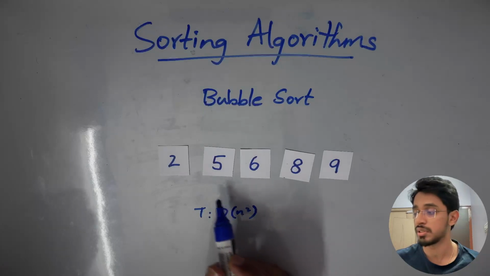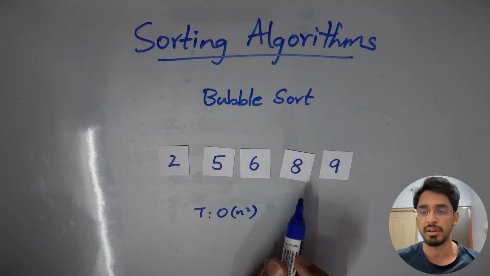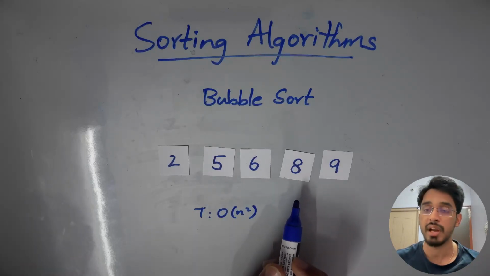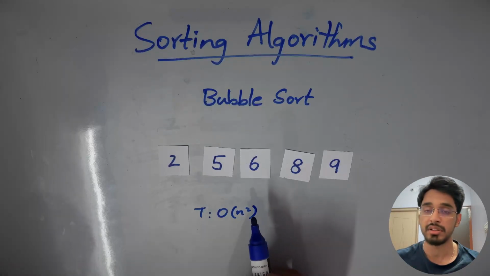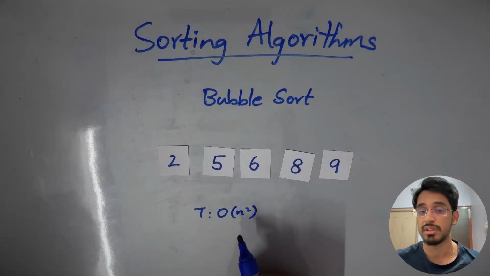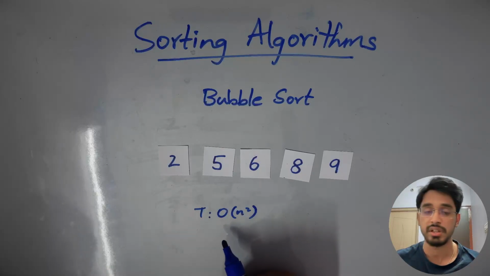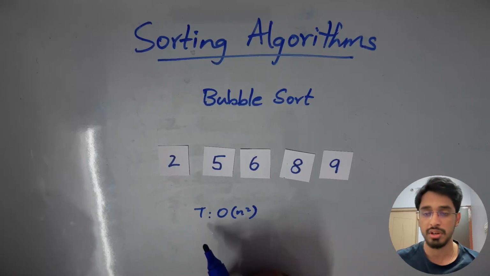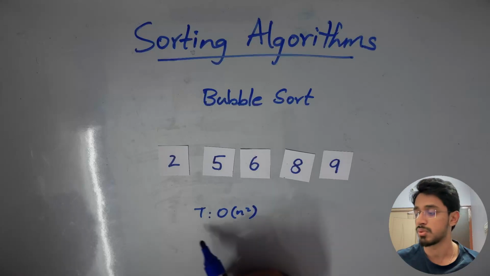Okay, so this is just 5 numbers, so it doesn't matter in terms of performance, but when we have a large set of numbers, the time it takes to do the sort operation keeps on increasing exponentially. So that is why we get the time complexity of O of n square, and we do not create any additional data structure for sorting, so the space complexity remains as O of 1.